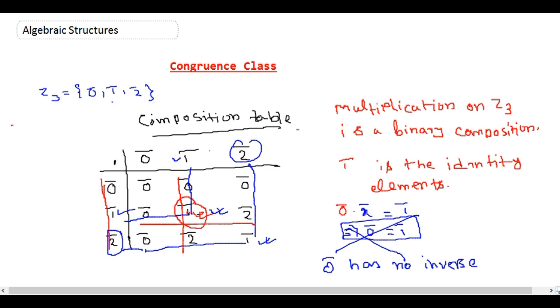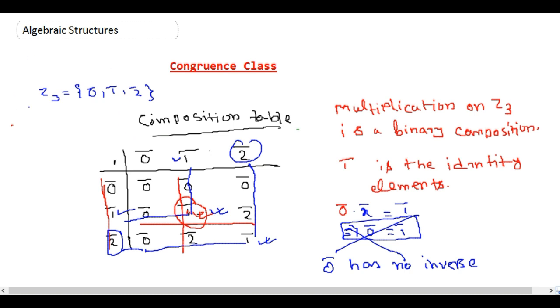Multiplication is a binary composition, that's all right. We have an identity element under multiplication, that's also all right. But we get one element which has no inverse. So this does not form a group.